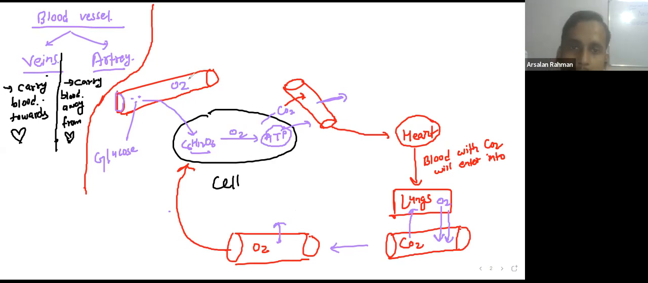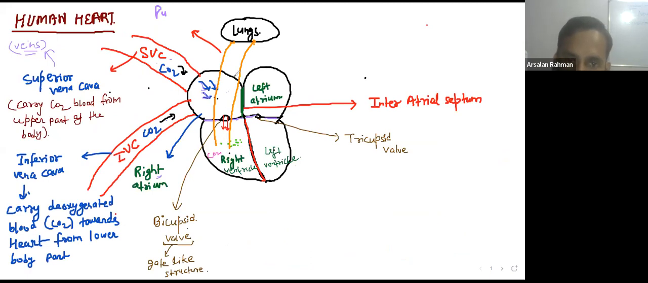Okay? So this pipe, now the CO2 blood, this CO2 blood will enter into what, beta? Into the lungs. So is this a vein or artery, the yellow color pipe, yellow color blood vessel? This yellow color pipe carries blood away from the heart. It takes the blood from the heart, from the right atrium towards the lungs. So it carries the blood away from the heart, so it must be an artery. This is called artery. What is the full name? The full name of this pipe is pulmonary artery.